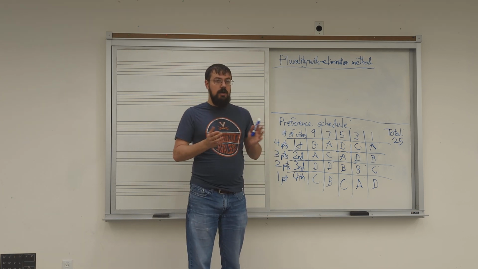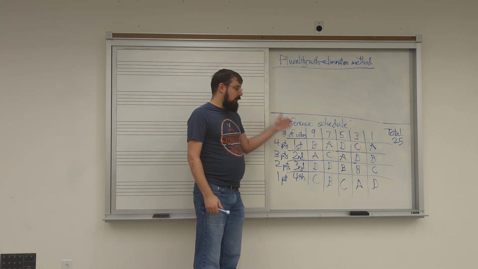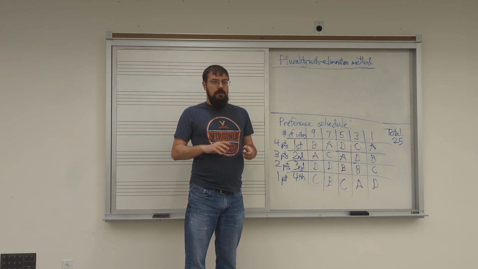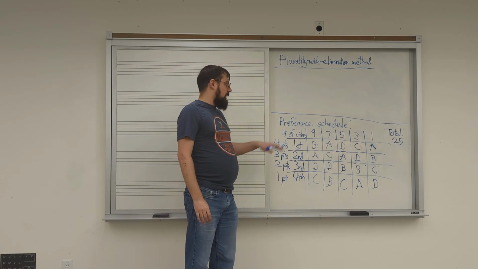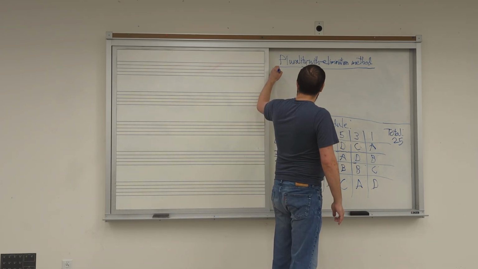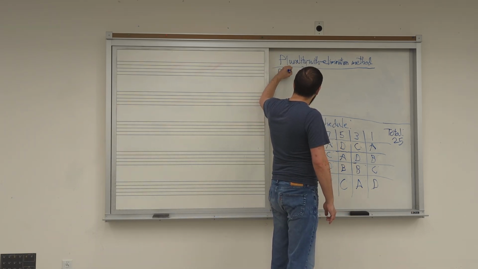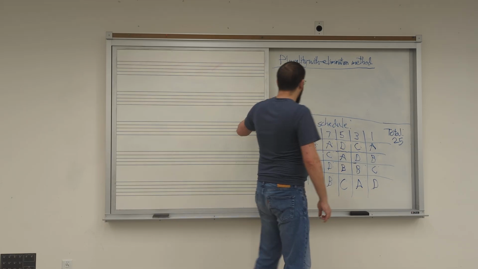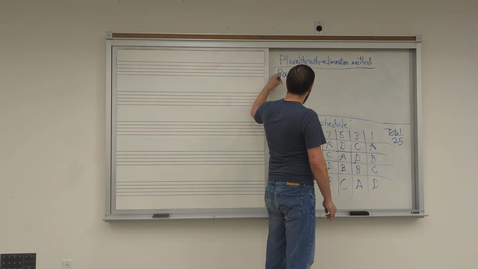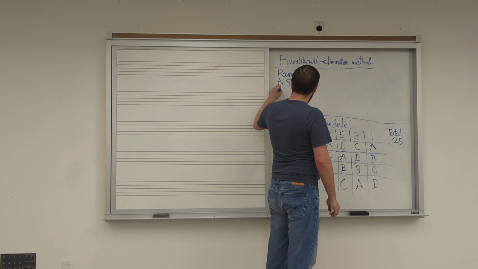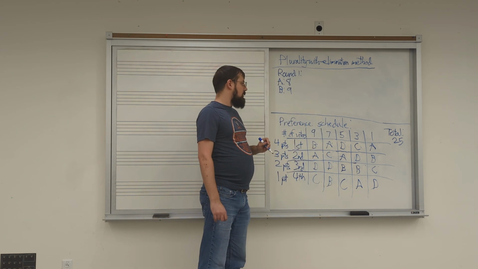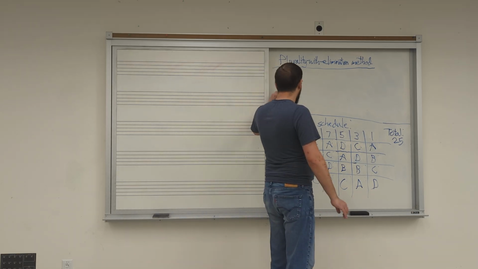So the way that we do this, using our example that we've looked at the last few videos, our first round is going to consist of us just counting up how many first place votes each candidate has. So round one: A, we have 8 first place votes. B, we have 9, C 3, D 5.